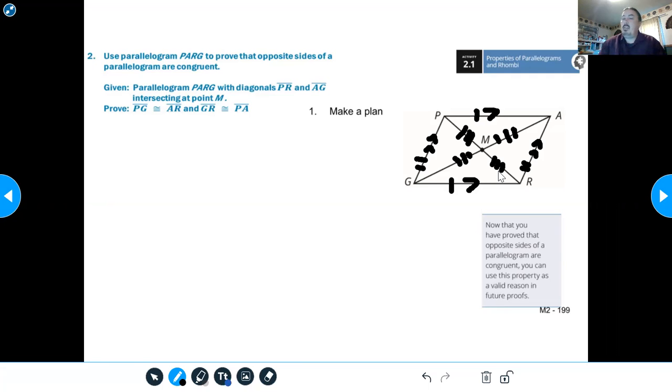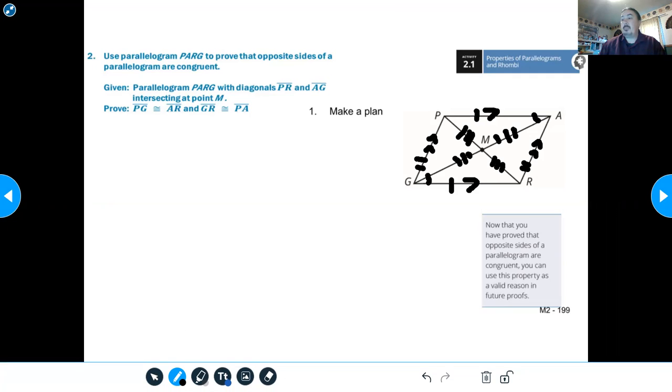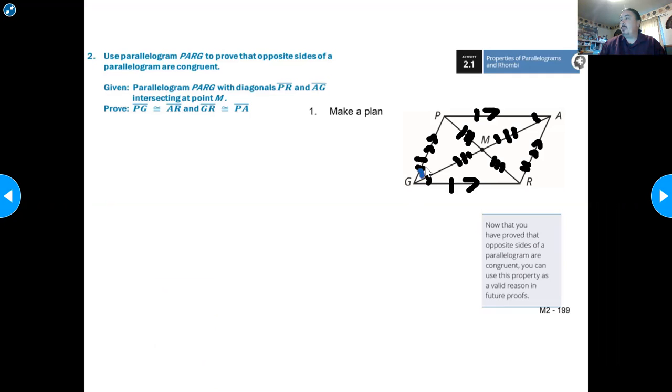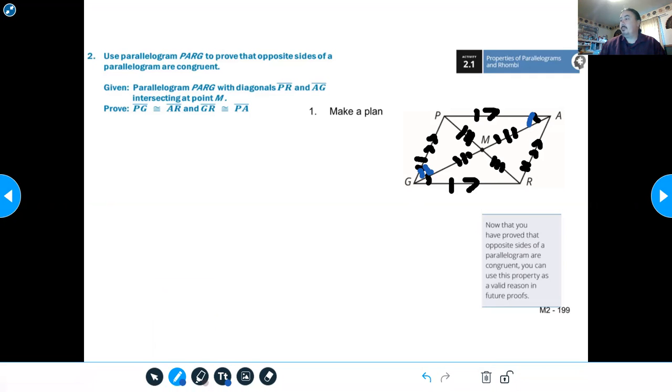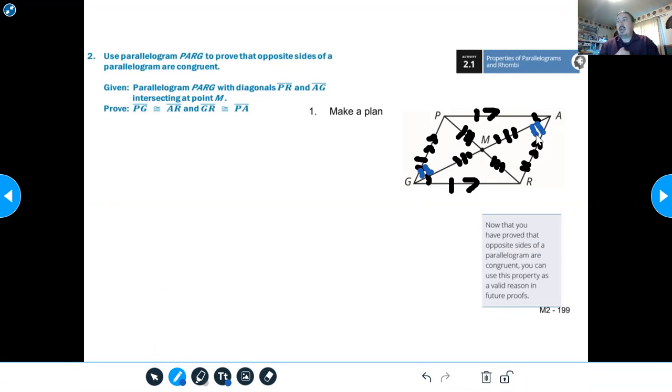If you have parallel properties, can you think about things like alternate interior angles? Let me use another color so I'm not so confusing. Those could be very useful. So try to mark everything that you can think of to help you out. So that is going to be your plan. Maybe list a few parts that will help you out.